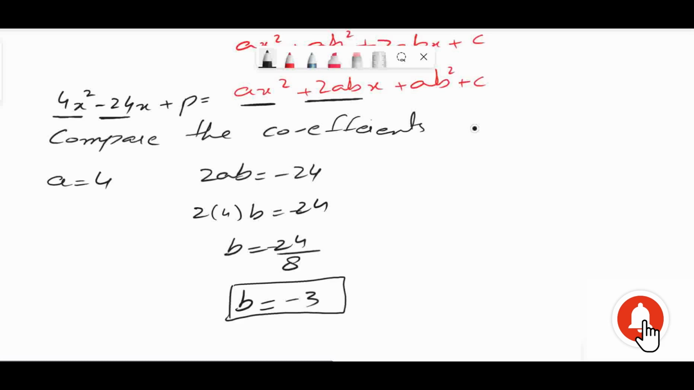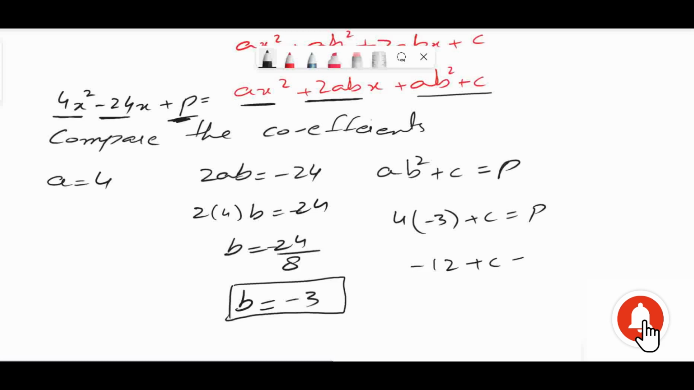Now let's move on to the last one, the constant. So ab square plus c will be equal to what? This will be equal to p. So from here, we have to write it like the value of a is 4, the value of b is minus 3, plus c is equal to p. So 4 into negative 3 will be equal to negative 12, plus c is equal to p.